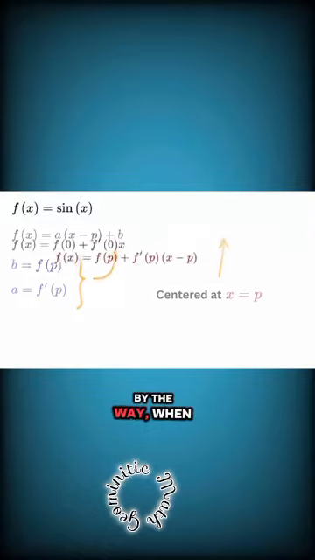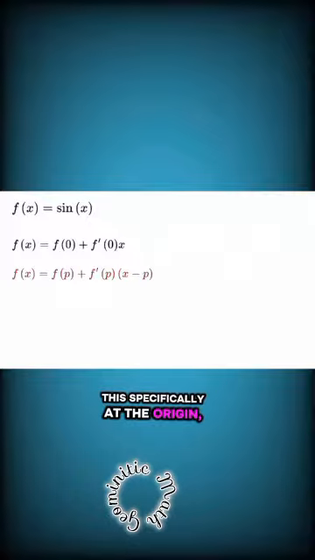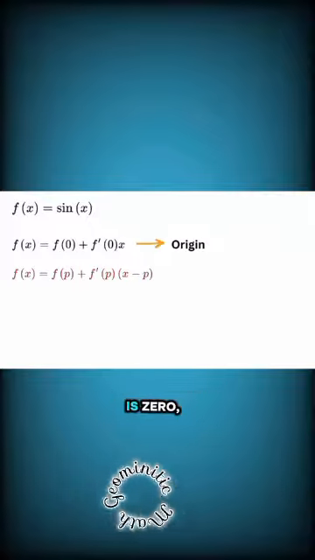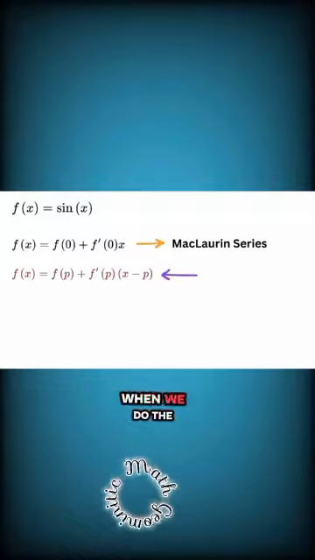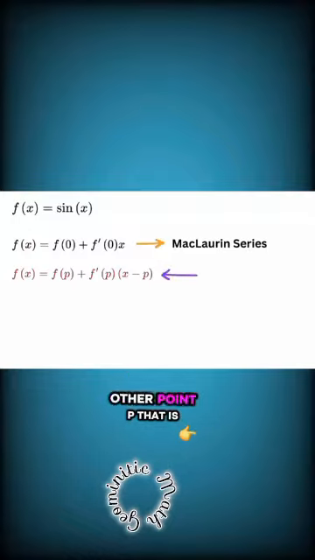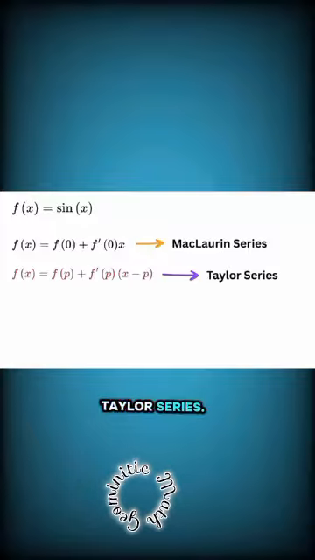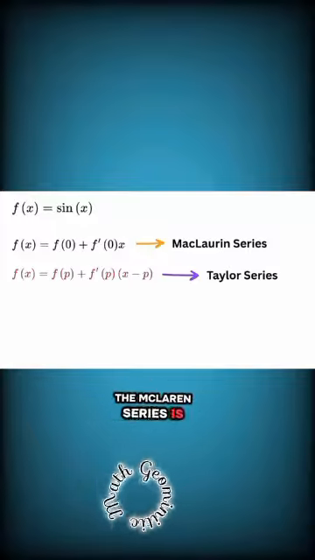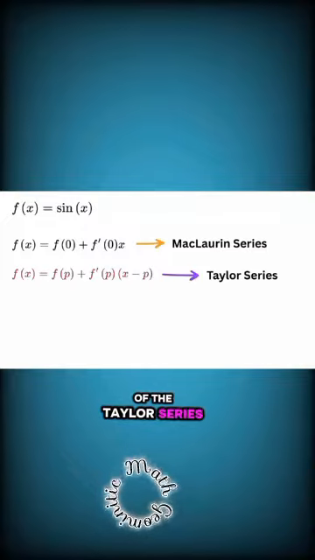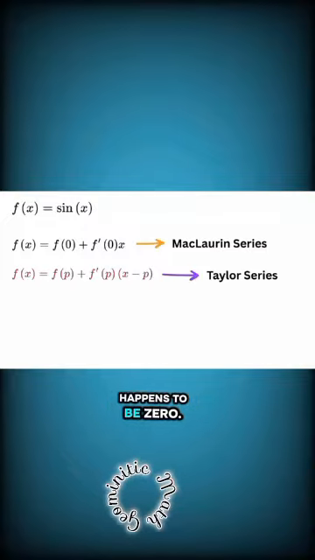By the way, when we do all of this specifically at the origin, meaning the point p is 0, the resulting series is called the Maclaurin series. When we do the same idea at any other point p that is not 0, it is called the Taylor series. So there is no new concept here at all. The Maclaurin series is just a special case of the Taylor series, where the expansion point happens to be 0.